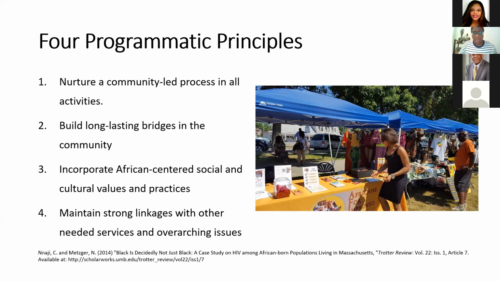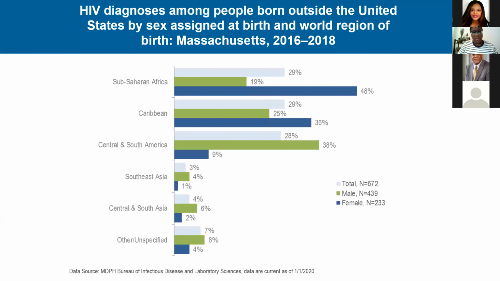We don't want to ignore it and put in Western-based practices. And then lastly, we link our services with other services. So in addition to HIV testing, we would do work around immigration assistance. We'll do work around how to talk with your doctor. So it's not just HIV, but other services that our communities might need.